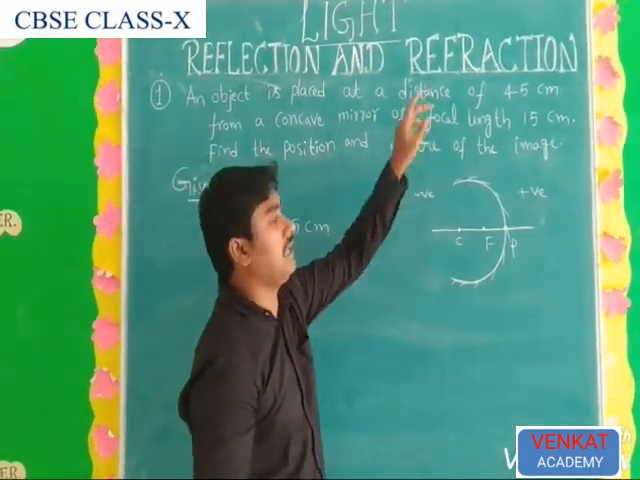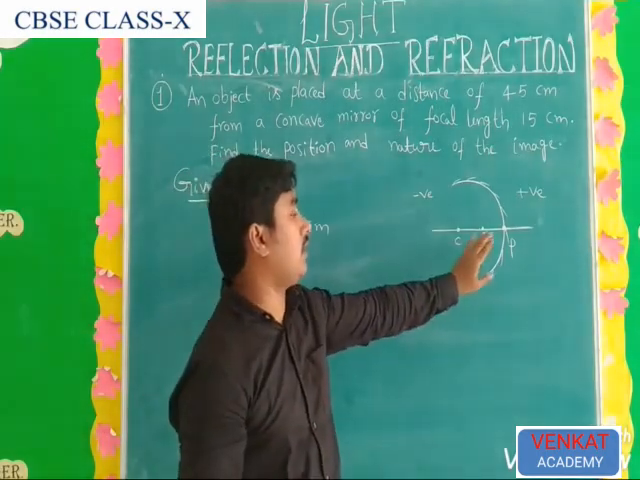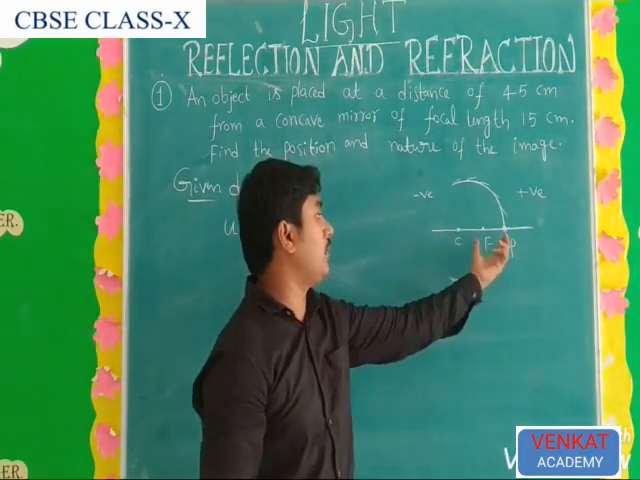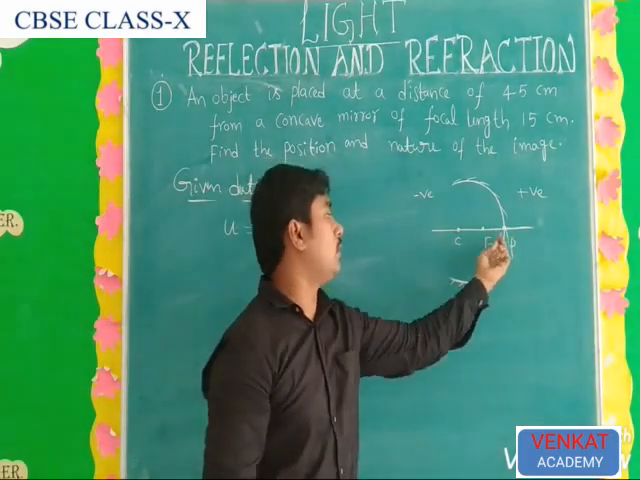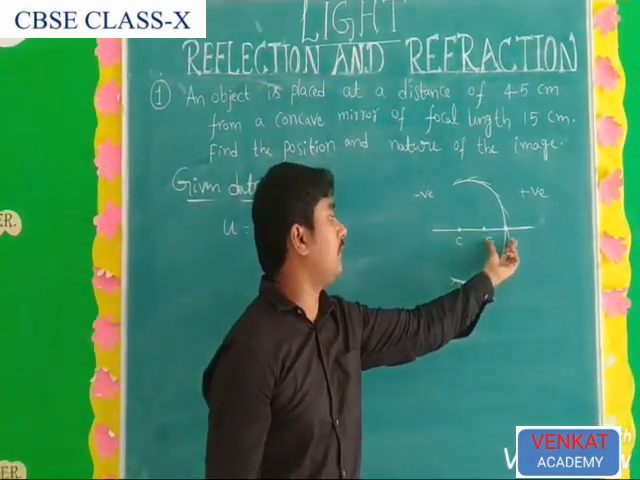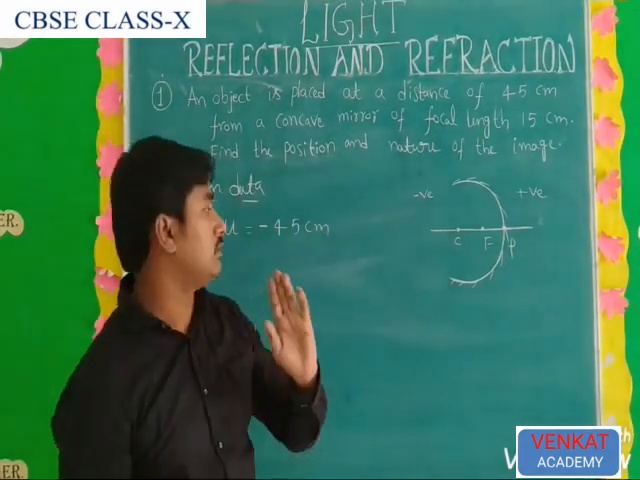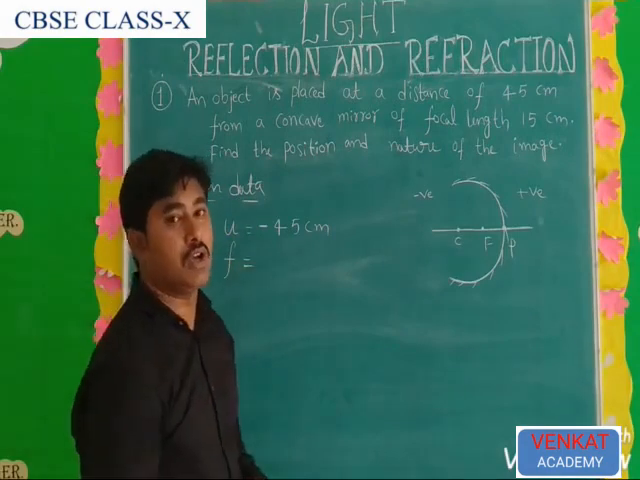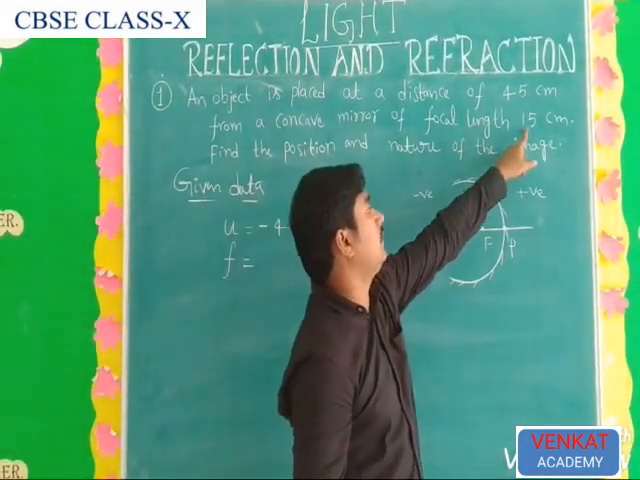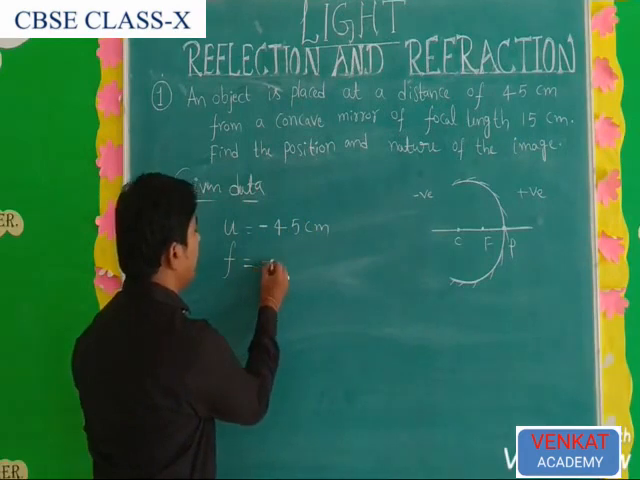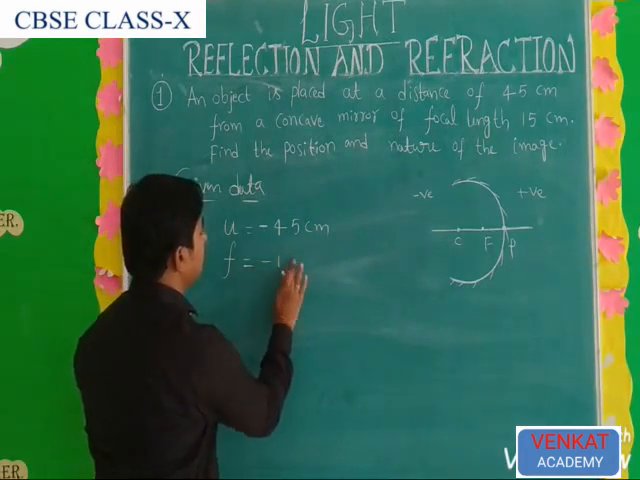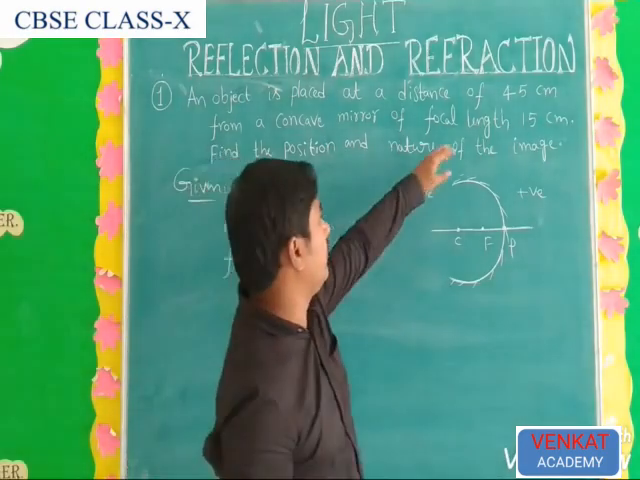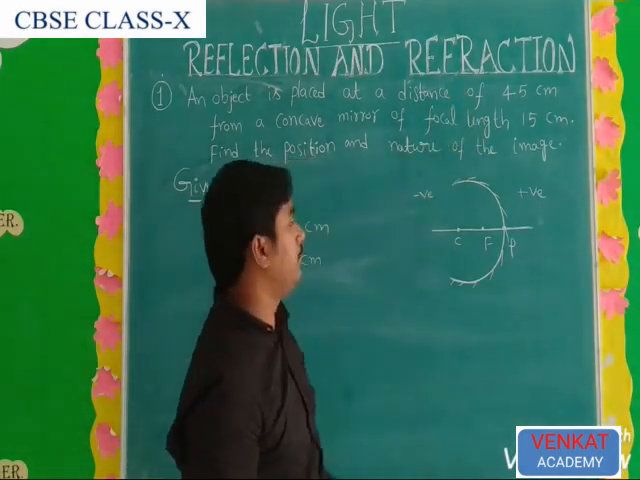What about focal length? The focal length of a concave mirror is always on the left side of the mirror. The focal length is the distance from the pole to the focus, so the focal length of a concave mirror is always negative. The focal length is represented by f, so f is equal to minus 15 centimeters. So we have written the object distance and focal length.